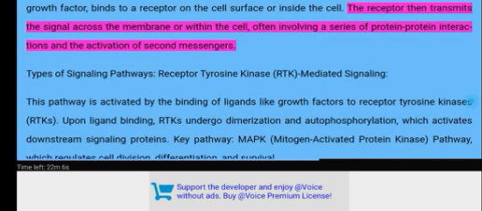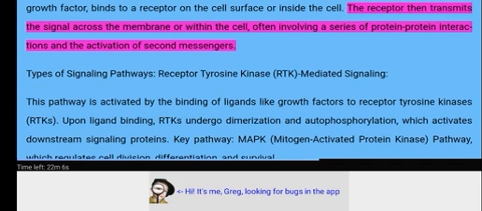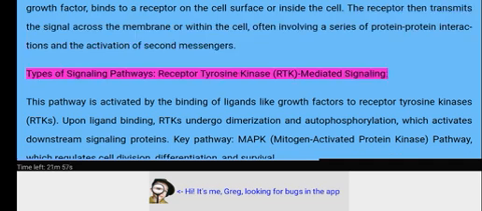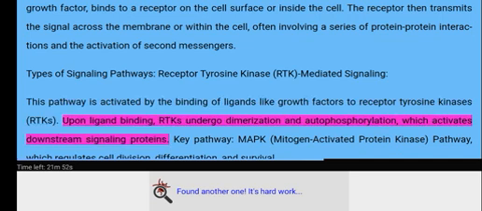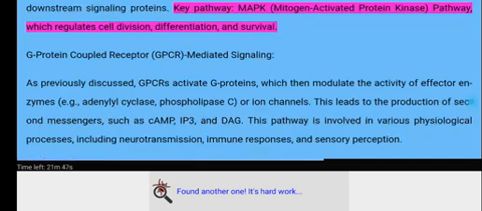The receptor then transmits the signal across the membrane or within the cell, often involving a series of protein-protein interactions and the activation of second messengers. Types of signaling pathways. Receptor tyrosine kinase (RTK) mediated signaling. This pathway is activated by the binding of ligands like growth factors to receptor tyrosine kinases (RTKs). Upon ligand binding, RTKs undergo dimerization and autophosphorylation, which activates downstream signaling proteins. Key pathway: MAPK (mitogen-activated protein kinase) pathway, which regulates cell division, differentiation, and survival.